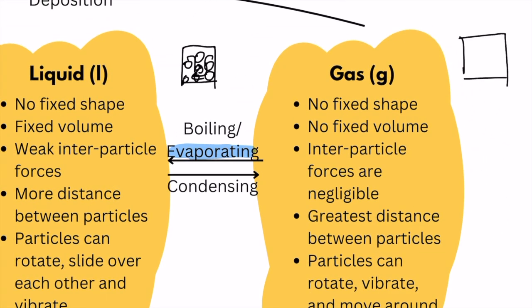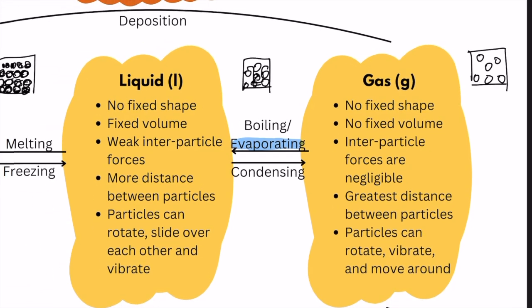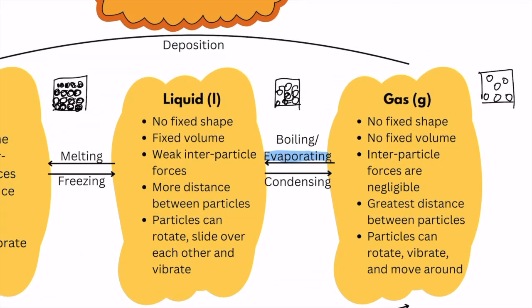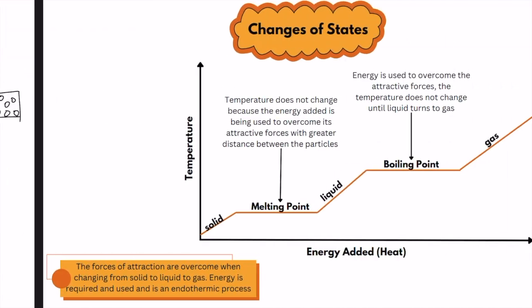Then you have gas. For gas, you don't have a fixed shape or volume, so they're just sort of all over the place. Interparticular forces are negligible because their movement is very free, and it has the greatest distance between particles in all of these 3 states. The particles can rotate, vibrate, and move around.